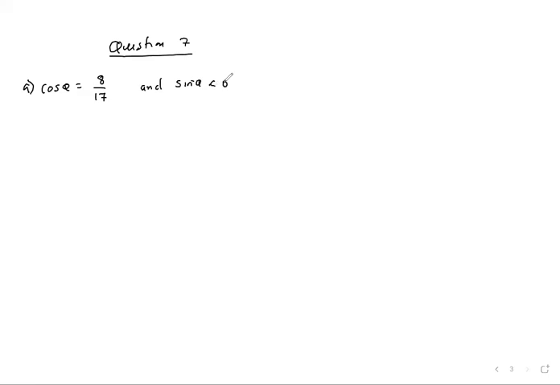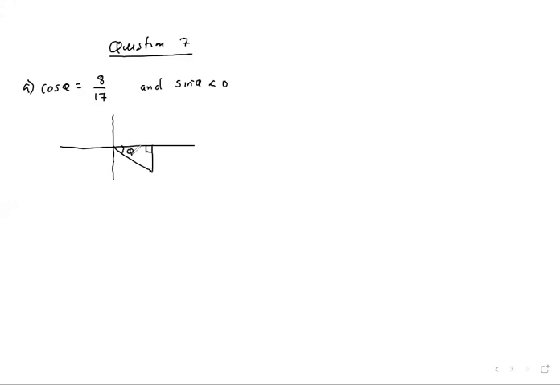So what does it mean? It means now we're looking for a quadrant where cos is positive and sine is negative. And that quadrant is the 4th quadrant. So you go to the 4th quadrant and form a triangle attached to the x-axis. So this is the theta we're talking about.